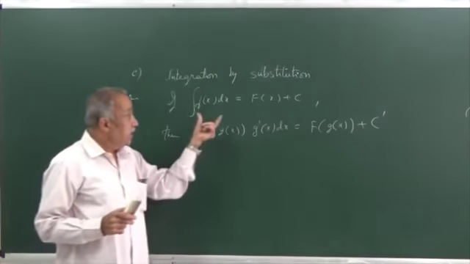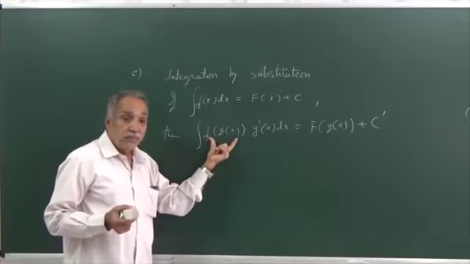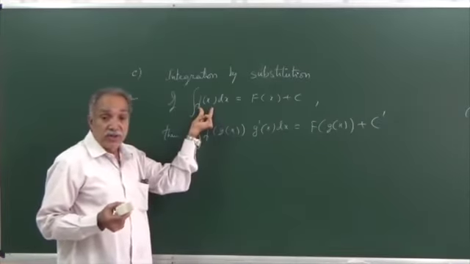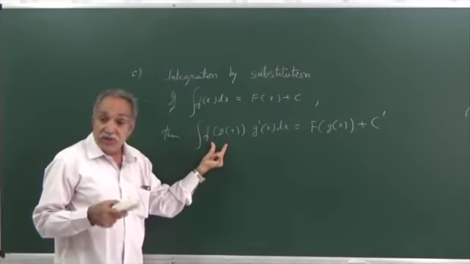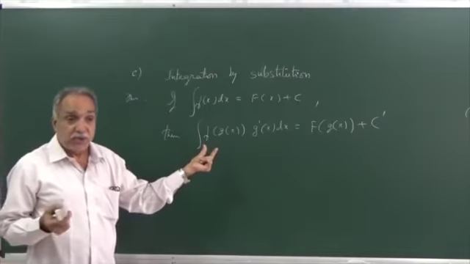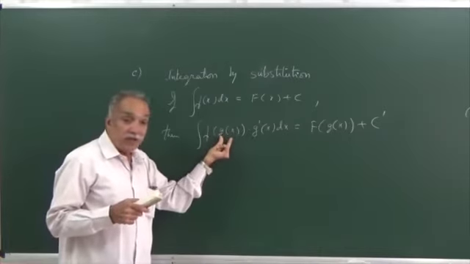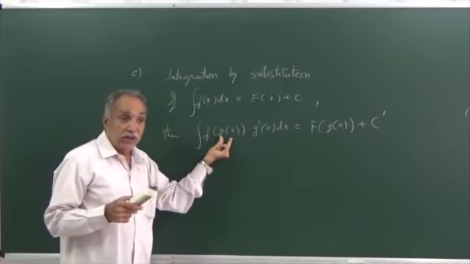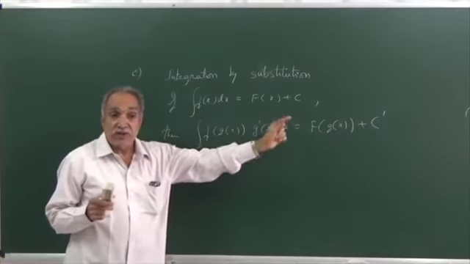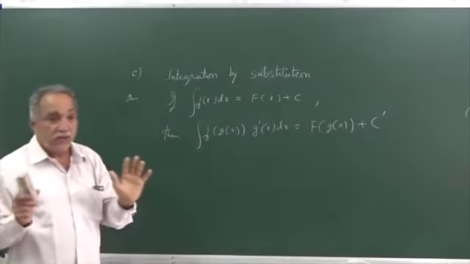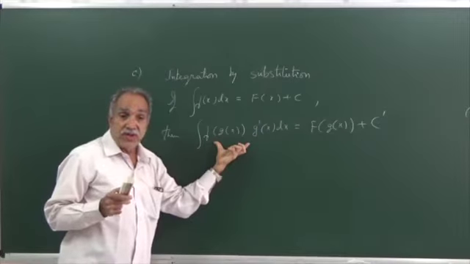The method is applicable if your integrand is composed of two parts. One part is a composite function, where instead of f of x you have f of g of x. Simultaneously, in order to apply substitution, this dx should be accompanied by the derivative of this function. Then only can you think of applying the substitution, and you will get the integral as capital F of g of x plus c. This is the main result. Verification is very simple. You differentiate this and see that you get the derivative like this. It can be easily done.